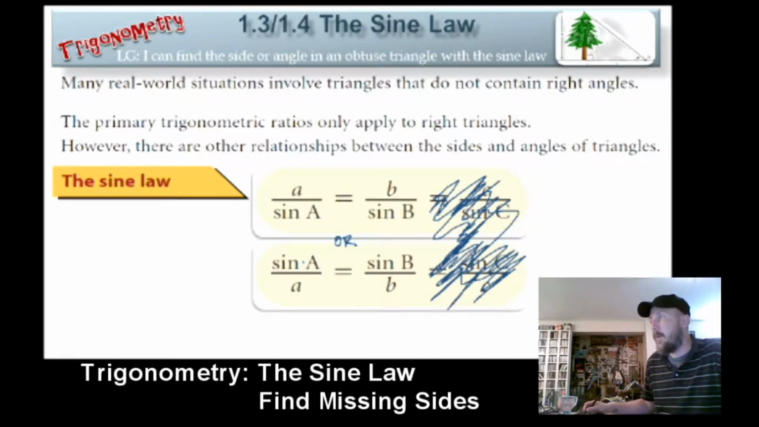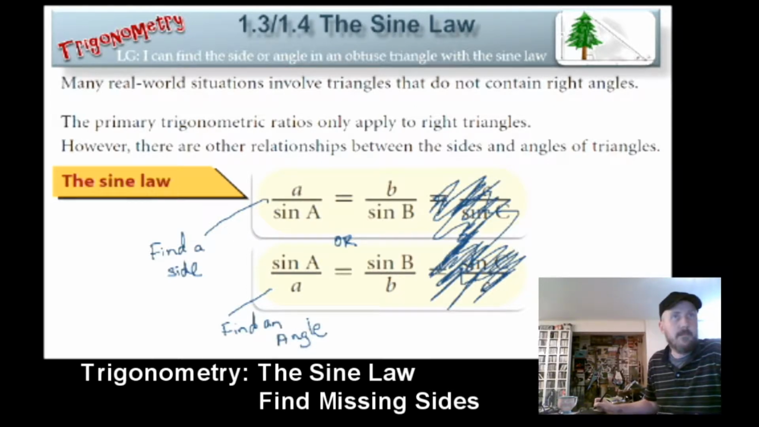Now the top one is mainly for when we like the missing thing on the top. So I would use this top one if I'm trying to find the side. This bottom one here I would use, because the angles are on top, if I'm trying to find an angle. Okay? And I would just use something like this.